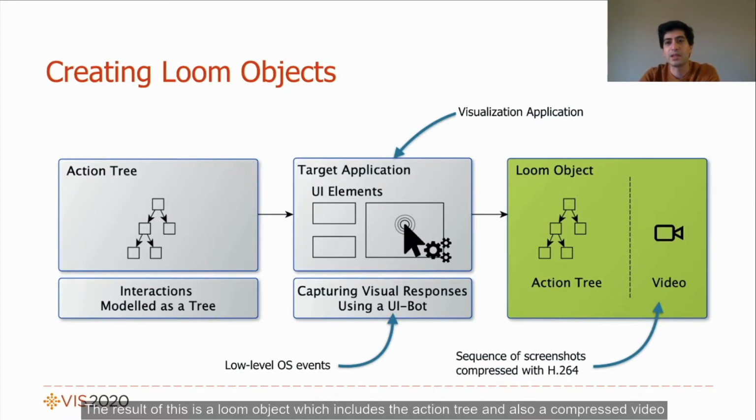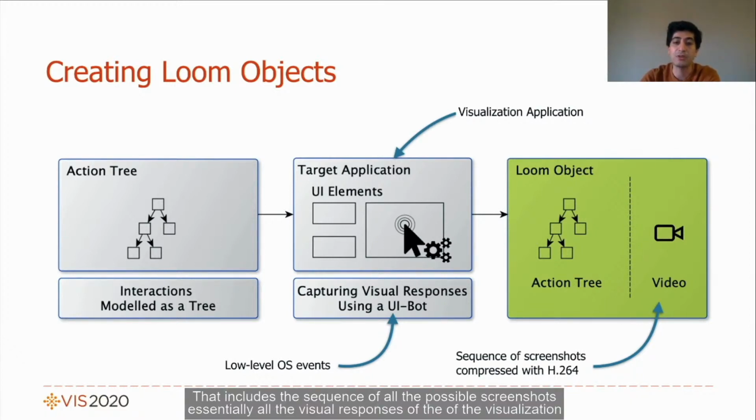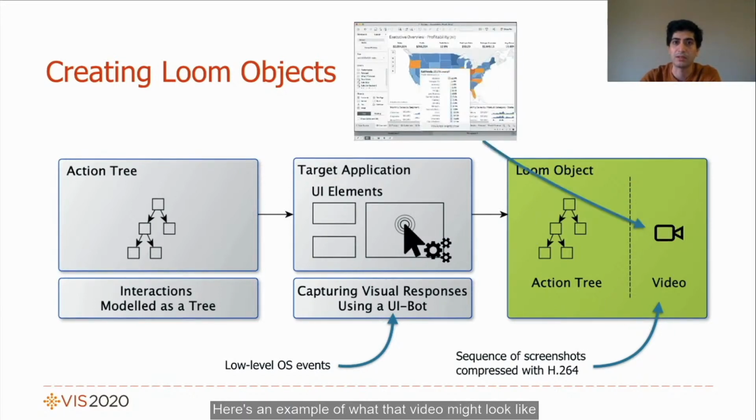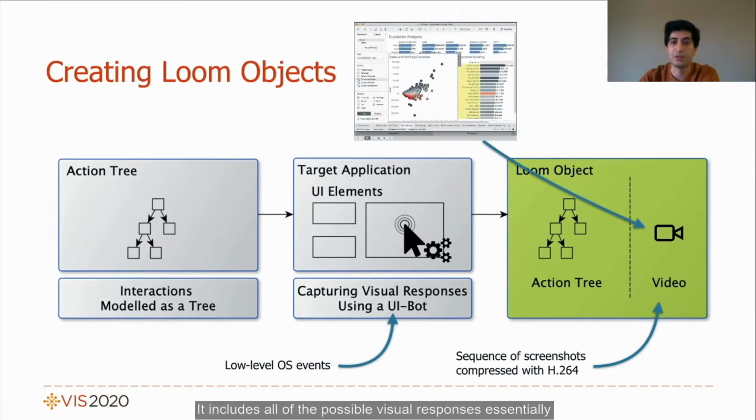The result of this is a Loom object, which includes the action tree and also a compressed video that includes the sequence of all the possible screenshots, essentially all the visual responses of the visualization. Here's an example of what that video might look like. It includes all of the possible visual responses, essentially.